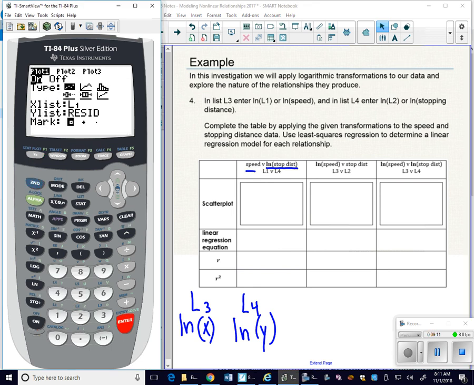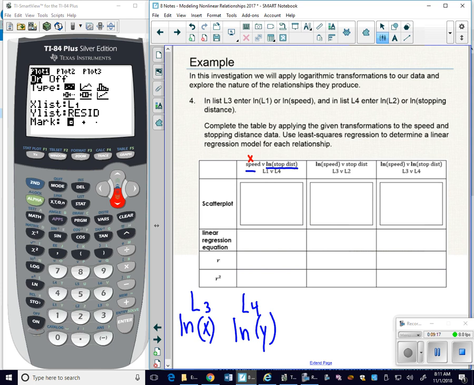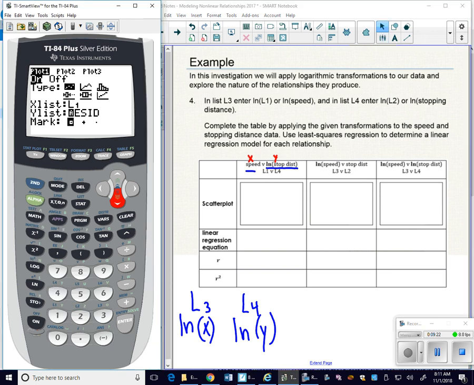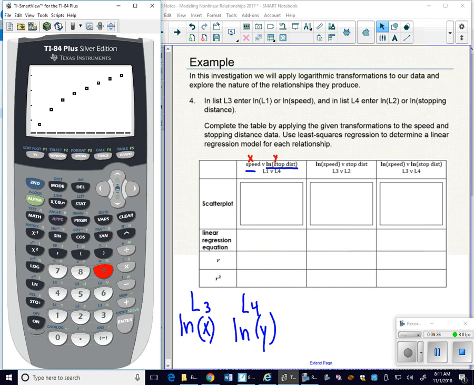And again, it's just a regular scatter plot. I want my x's to come from list 1, and I want my y's to come from list 4. So I'm going to go into list 4. And then I'm going to hit zoom 9. And actually, let me make sure I don't have an equation in there. Okay, so when I hit zoom 9, this is what I see.